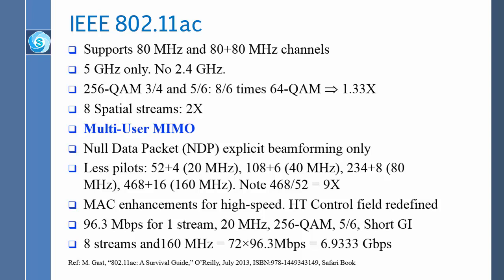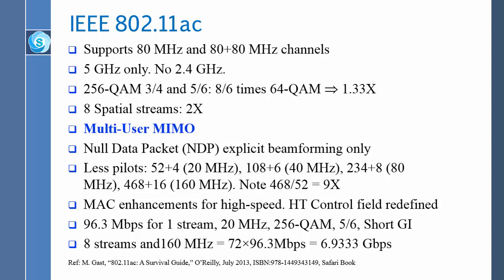So what we have done is we are really doing 8 times the bandwidth, right? Instead of 20, we are doing 160, and we are getting 9 times because of that. Right? When you multiply all of these things, that's how you get 72 times, which is basically 6.9 gigabits with AC.